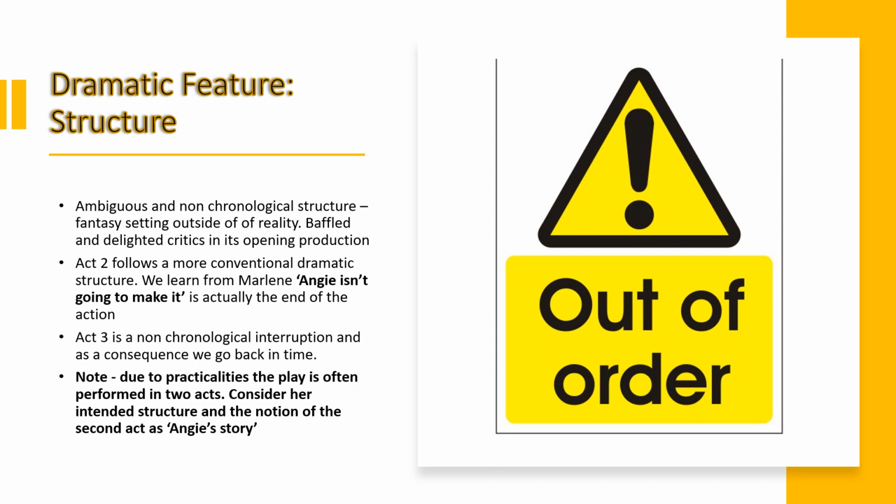And it's also important for us to recognise that Churchill wanted this in 3 acts. In reality, the performances that are put on in theatres are often done with an interval in the middle. And so due to those practicalities, her intended structure hasn't always run through as you might expect. In some productions I've seen, the first act is that first scene with the women from history, and then Act 2, if you like, is Angie's story. But it's so important that we engage with this.